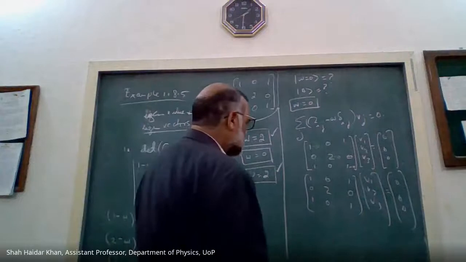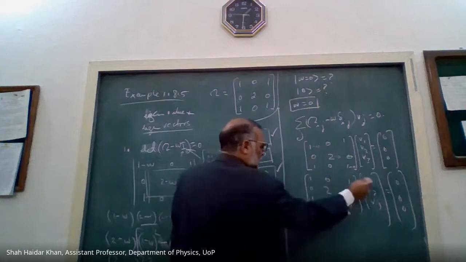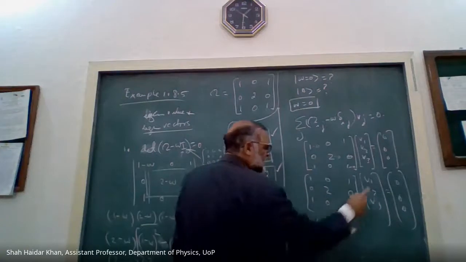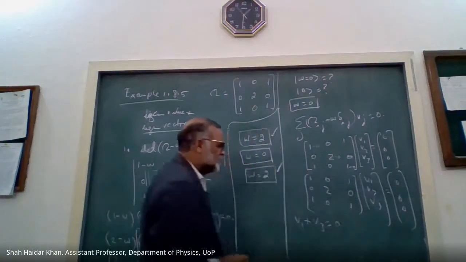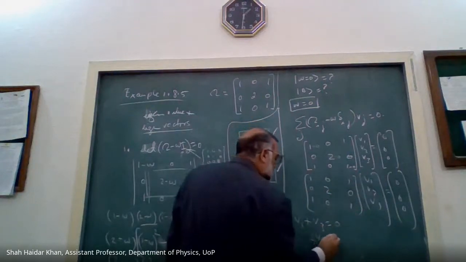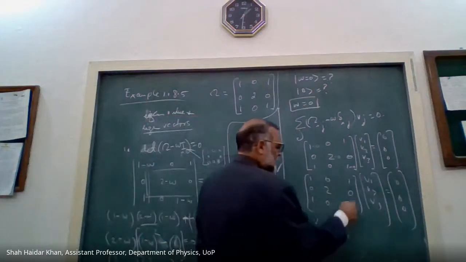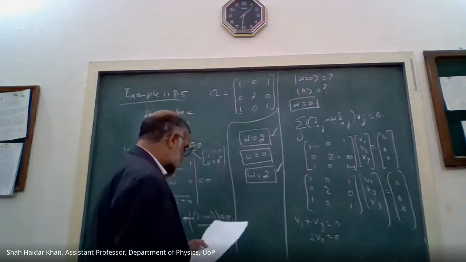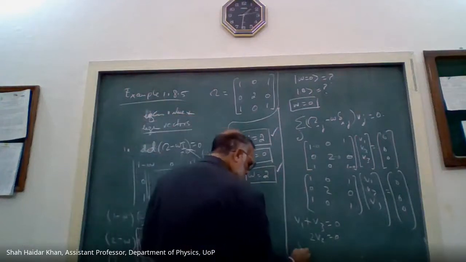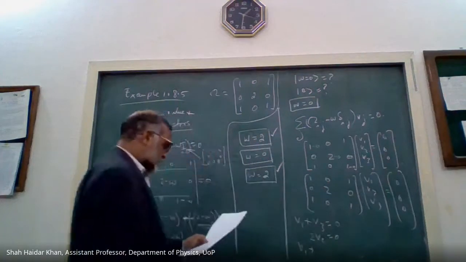Right? So let me expand it. So solve this matrix equation. V1 plus V3 is equal to 0. Right? Here, 2V2 is equal to 0. Here again, V1 plus V3 is equal to 0.